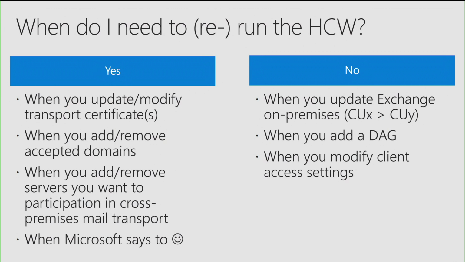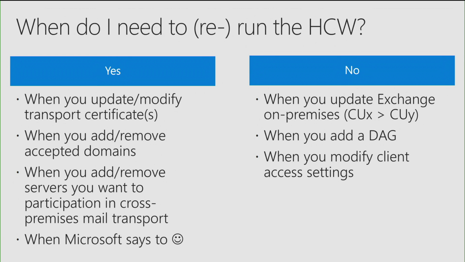When you update or modify transport certificates, we need to update that secure mail flow process. So that's a case where the hybrid configuration wizard will help and update things properly on both sides of the organization to make sure that secure mail flow will continue to work properly. When you add or remove accepted domains, that's also another example where we need to configure things properly on both sides. Hybrid configuration wizard can do that in an automated way for you.